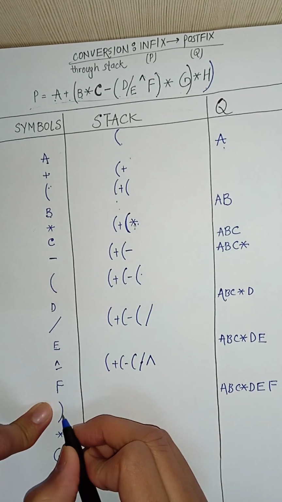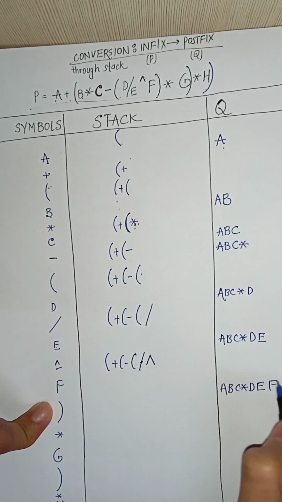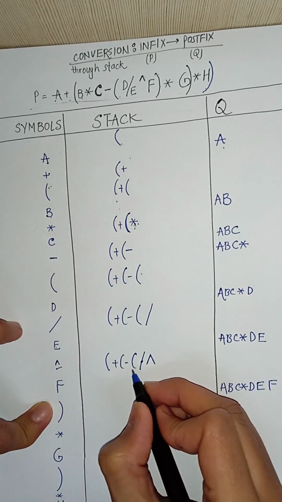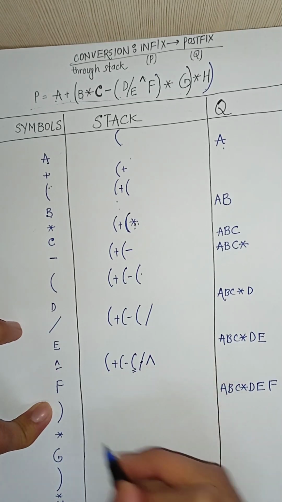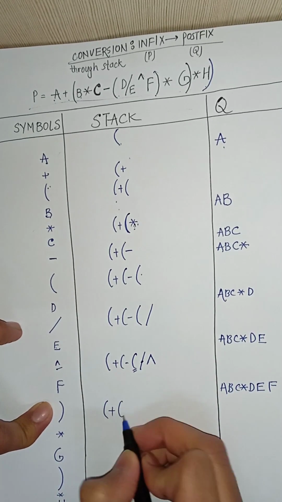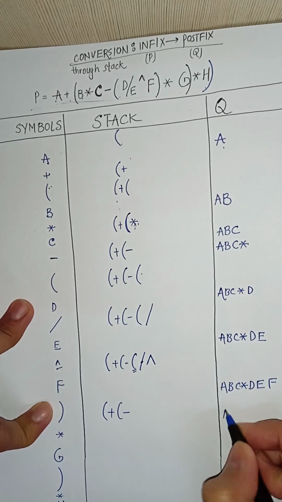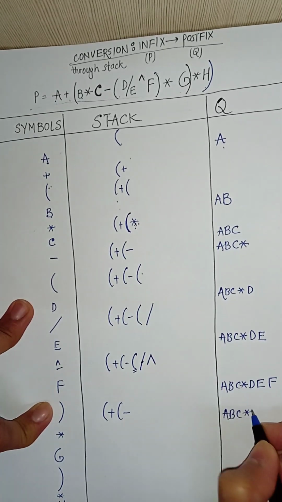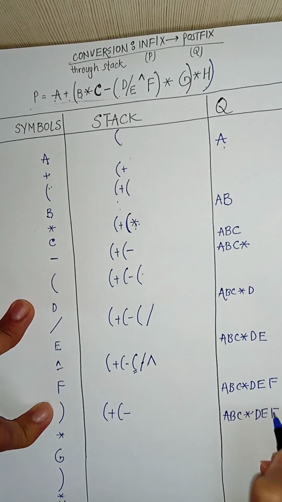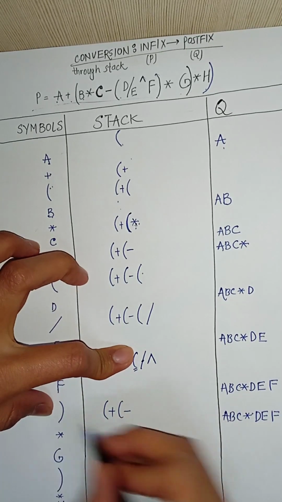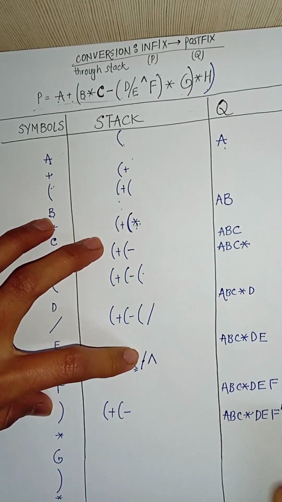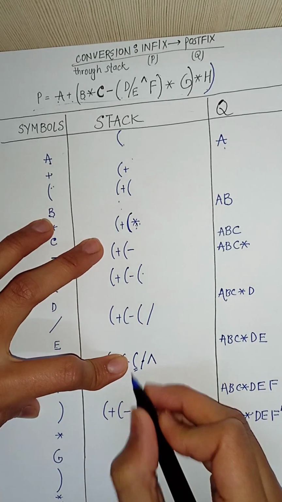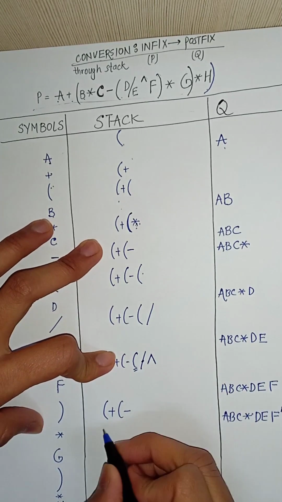Right parenthesis, very interesting. You have to simply pop all of these one by one and omit this left parenthesis. Okay, first write the previous queue, D, E, F. Pop one by one. Why? Because there is a right parenthesis. Okay, first done, second done. Now remove this. Okay, done.